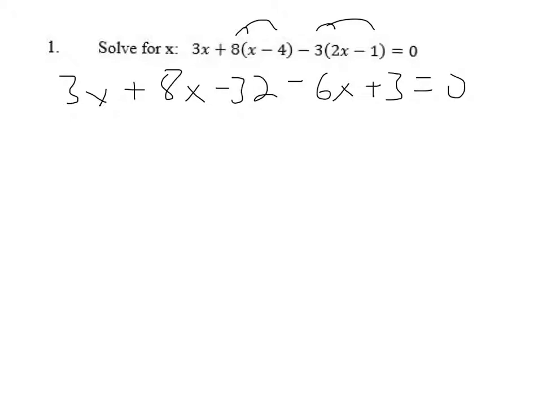Now I'm going to combine my like terms. Well, I've got a 3x, an 8x, and a negative 6x. That combines to give me 5x. And then I've got a negative 32 and a positive 3. That's negative 29. That's still equal to 0.